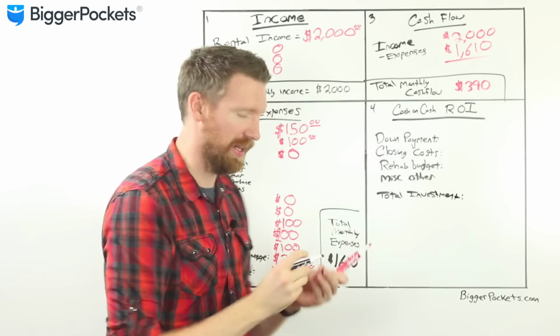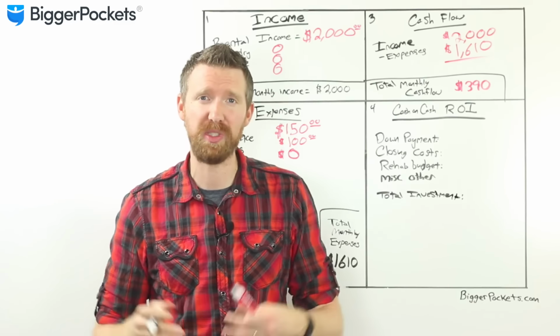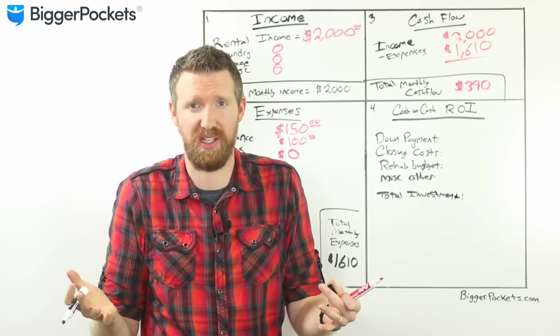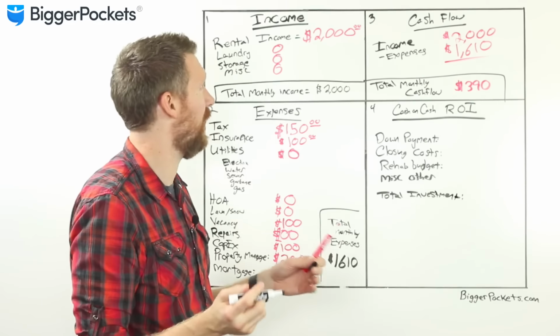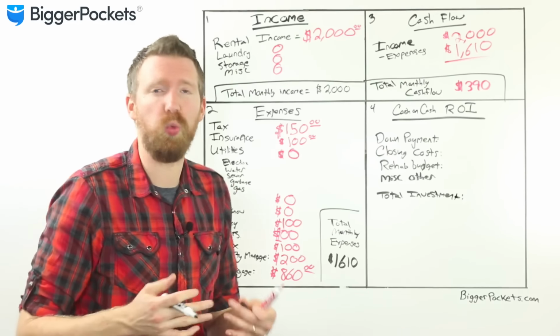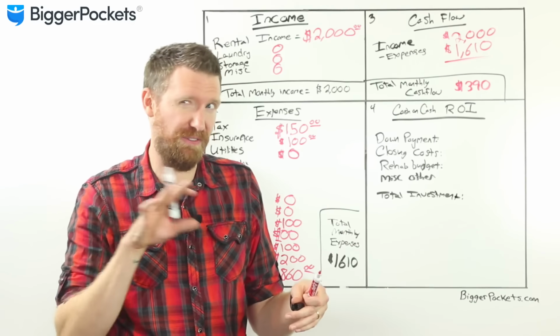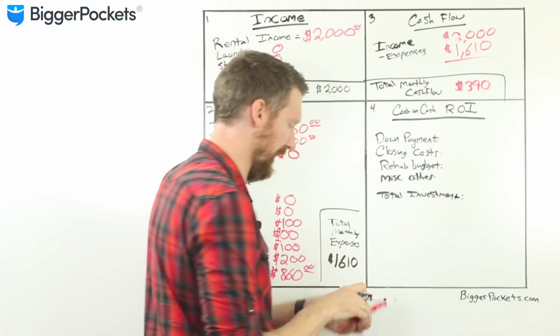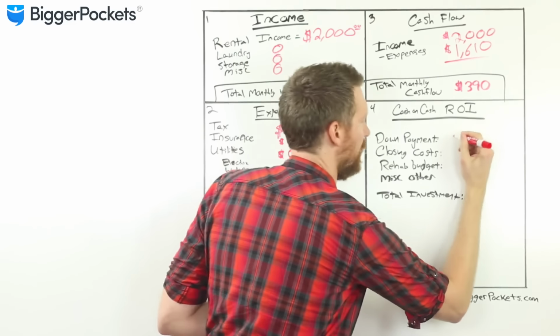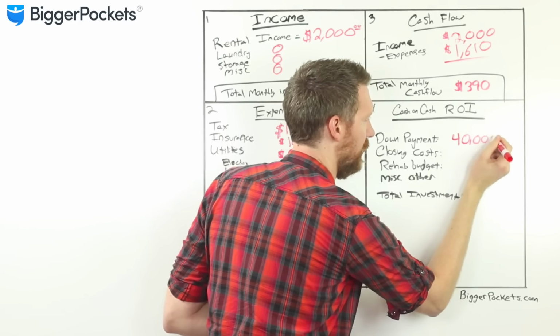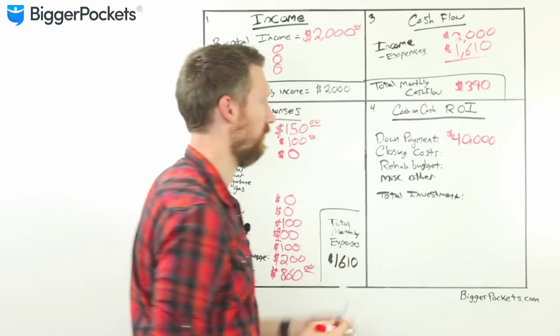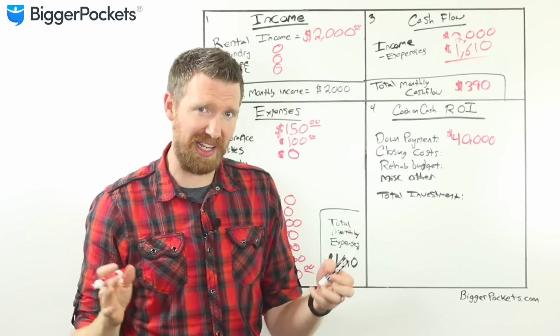So our down payment, in this case, earlier we talked about the property was listed at, we bought it for $200,000. So if we bought it for $200,000 and we'll say a 20% down payment, 20% of $200,000 is $40,000. So a down payment, let me switch to the red marker, $40,000 for down payment.